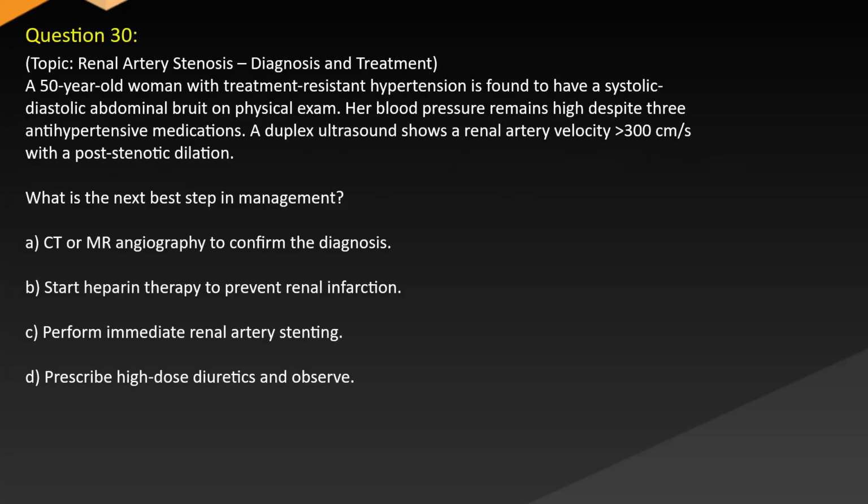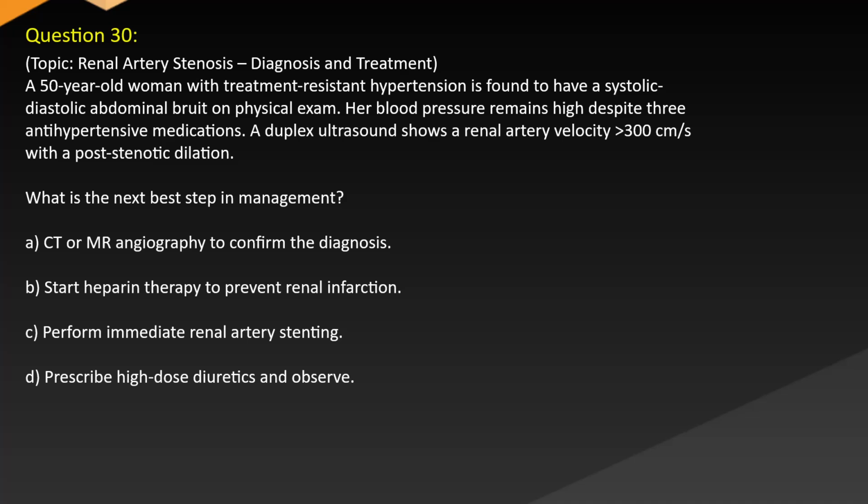Question 30. Topic: Renal artery stenosis. Diagnosis and treatment: a 50-year-old woman with treatment-resistant hypertension is found to have a systolic-diastolic abdominal bruit on physical exam. Her blood pressure remains high despite three antihypertensive medications. Duplex ultrasound shows renal artery velocity over 300 centimeters per second with post-stenotic dilation. What is the next best step in management?